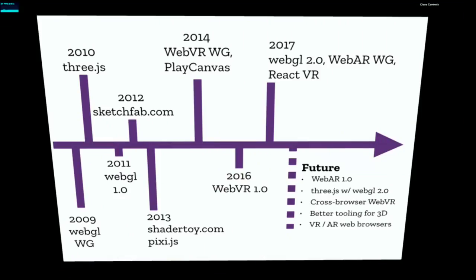In 2013, we got shadertoy.com. That's a low-level demo space for WebGL. And we started getting new frameworks and libraries: Pixi.js, PlayCanvas Engine, things like that. So we were going beyond having just Three.js.